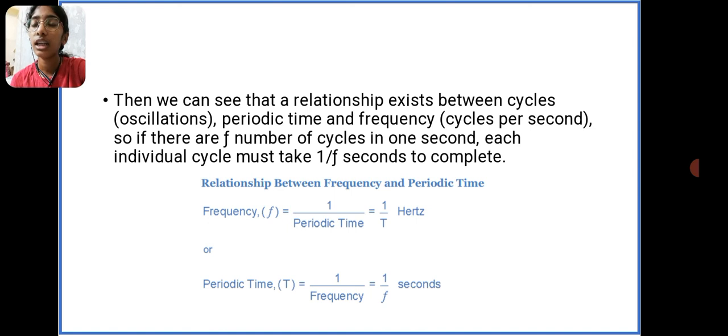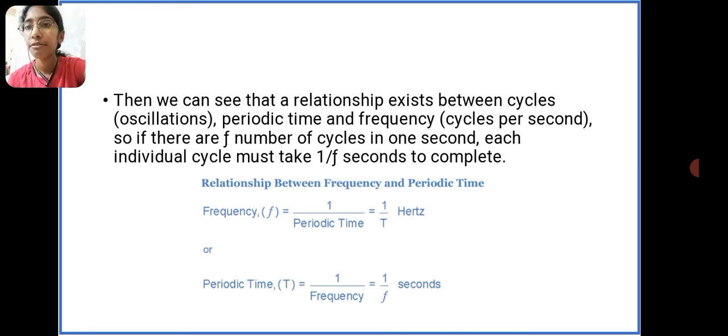Then we can see the relationship that exists between the cycles, that is oscillations, periodic time and frequency. Frequency is cycles per second. Periodic time is the time taken to complete one full cycle. The number of cycles per second is called the frequency. What is a cycle? It is an oscillation. It contains a positive half and a negative half as well.